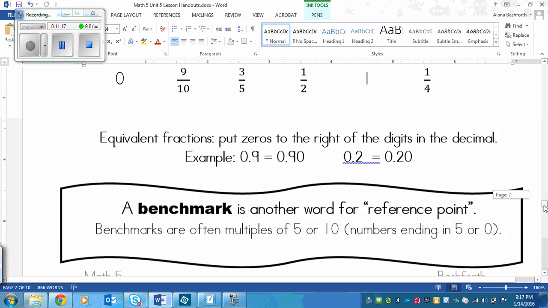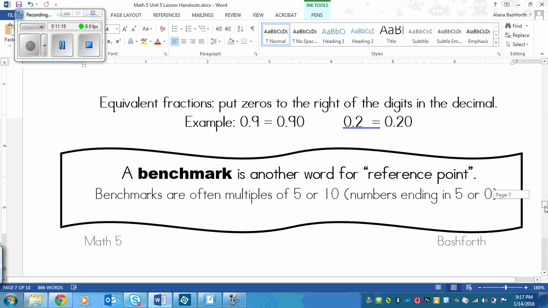Okay, so if we flip down to the bottom here, I've got a little blurb and it says equivalent fractions. You can put zeros to the right of the digits in the decimal. So I have two examples. 0.9 can be 0.90. That means the same thing, and so does 0.2 or 0.20. Those mean the same. We've already gone through this.